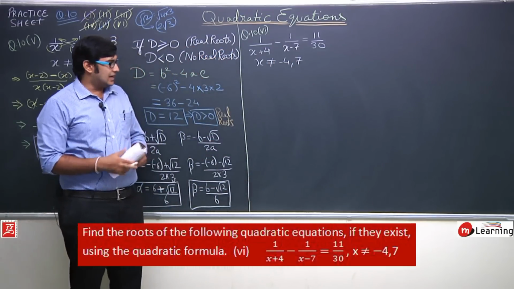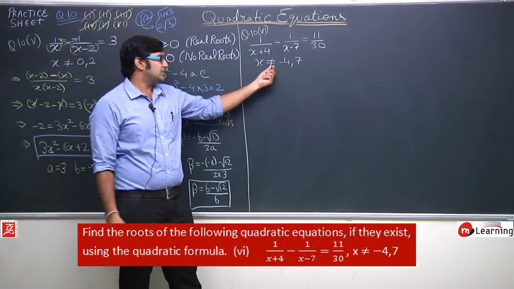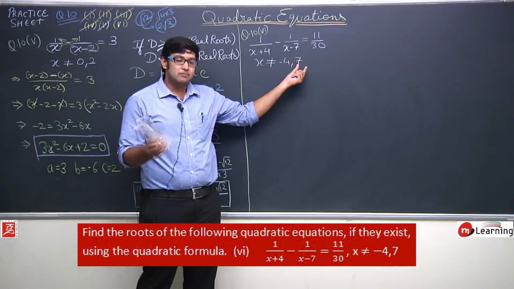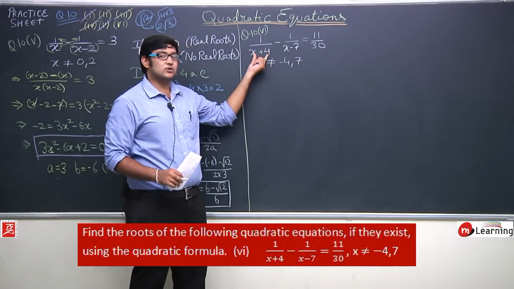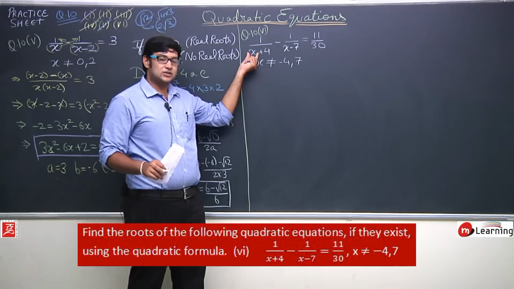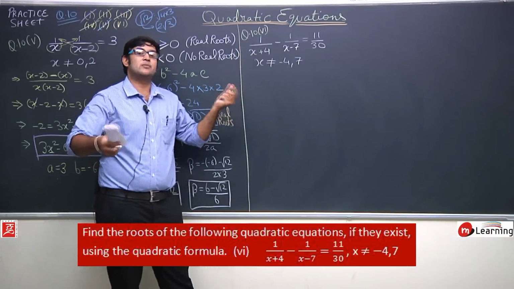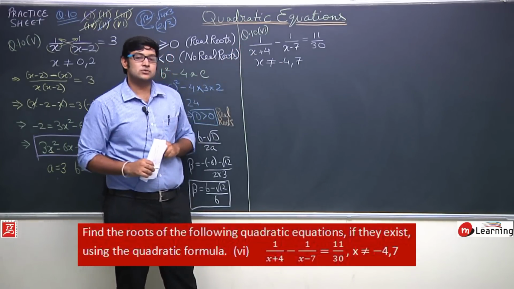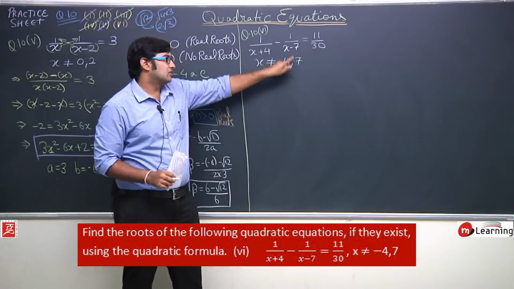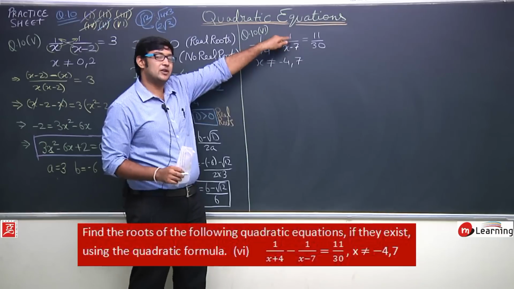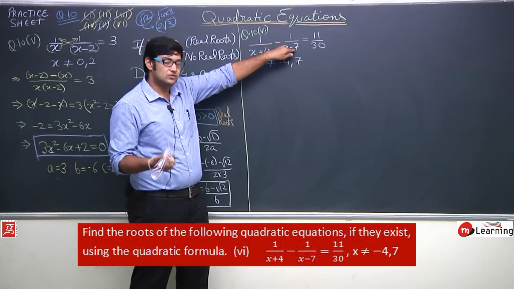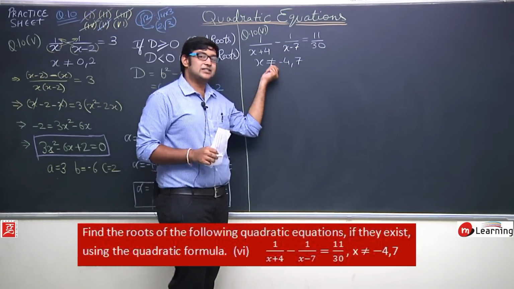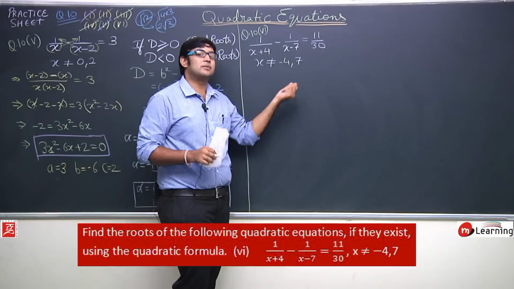Now you can see that in this quadratic equation there is a condition given that x is not equal to minus 4 and x is not equal to 7, because if x is equal to minus 4, when you substitute minus 4 in place of x, this expression will become 1 upon 0. So it will be not defined. That's why x can't be minus 4. Now if x is 7, in this expression, 1 upon 7 minus 7 will give you 0. So 1 upon 0 is again not defined. That's why it is given that x can't be minus 4 and x can't be 7.